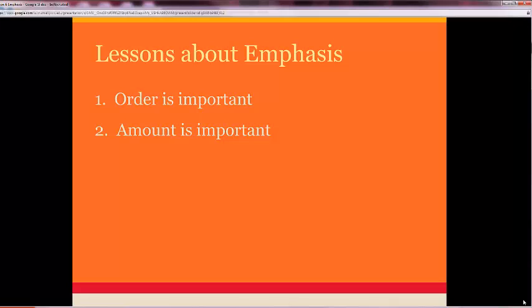Similarly, long paragraphs mean the subtopic is very important, but if a paragraph is too long, you lose the audience. The point here is that the amount of space you give an idea influences the amount of emphasis that idea will receive.